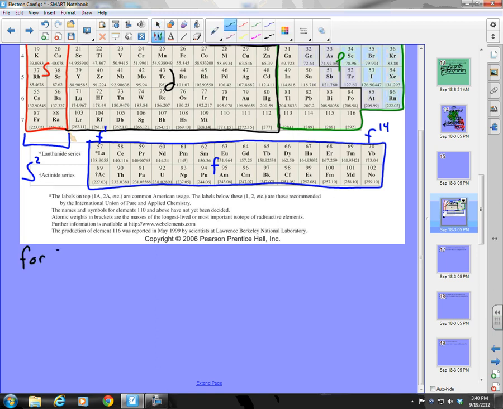For S block and P blocks, there's a relationship. N is equal to the period number. Okay, what's a period? A period is a row in the periodic table. Like that is a period and that is a period. Now, what do I mean by the number?